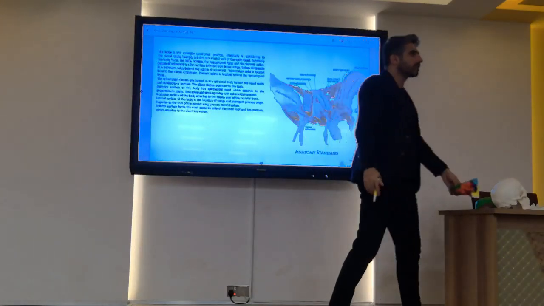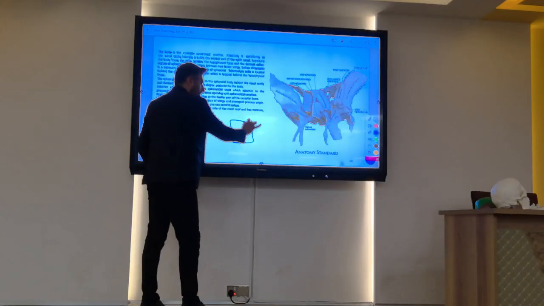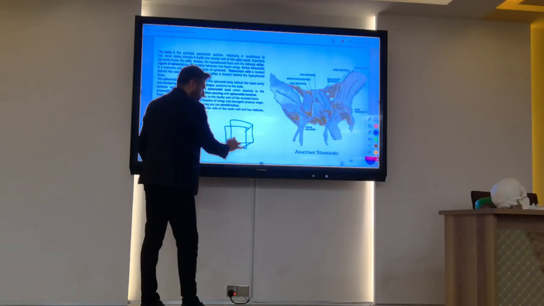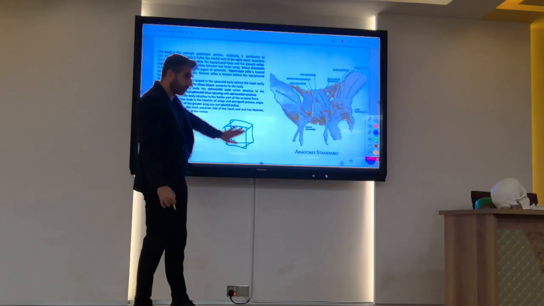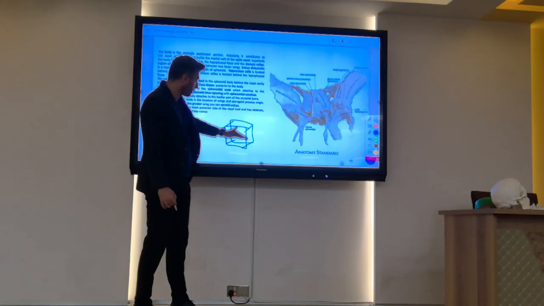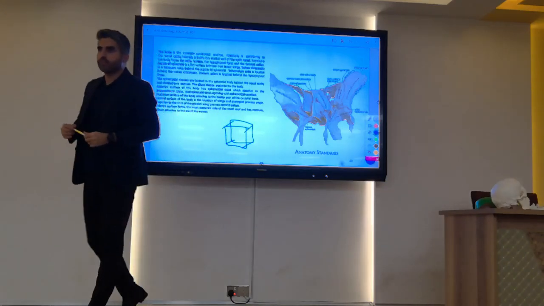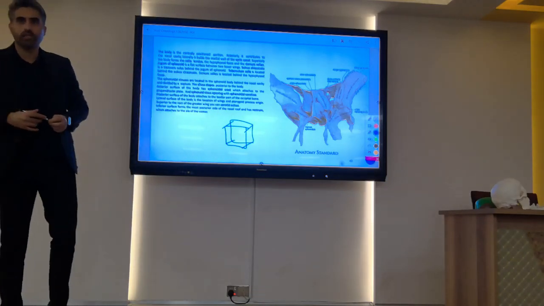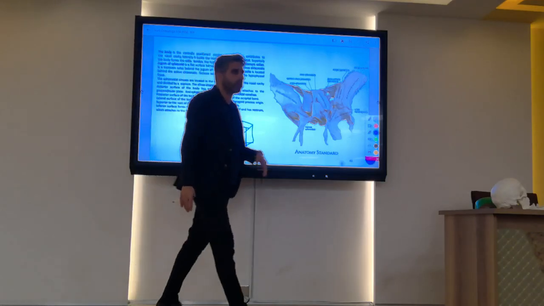I told you body is cuboid. Superior surface, anterior surface, posterior surface, inferior and 2 lateral surfaces. So it has 6 surfaces. We start with superior surface. We want to talk about superior surface.